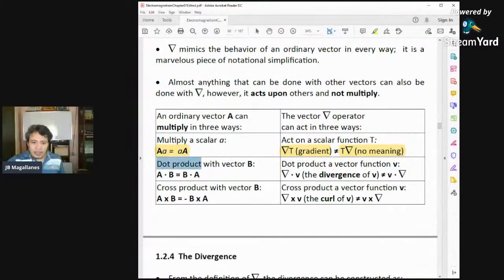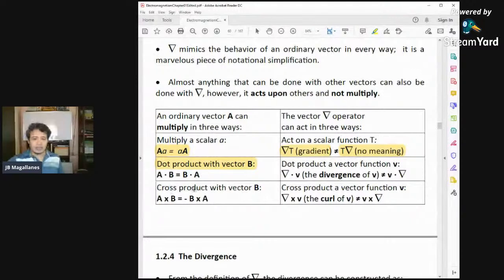You have a dot product with vector B for two ordinary vectors. This is A dot B, which is just equal to B dot A. For the dot product with a vector function V, you have del dot V. This is the divergence of V, but this is not equal to V dot del. This has no meaning unless you put a function here. Again, you have to put a function on this side.